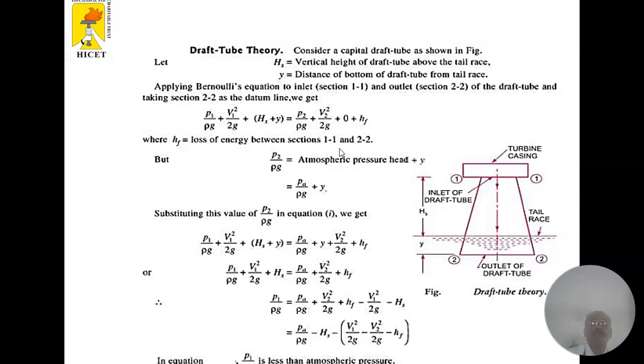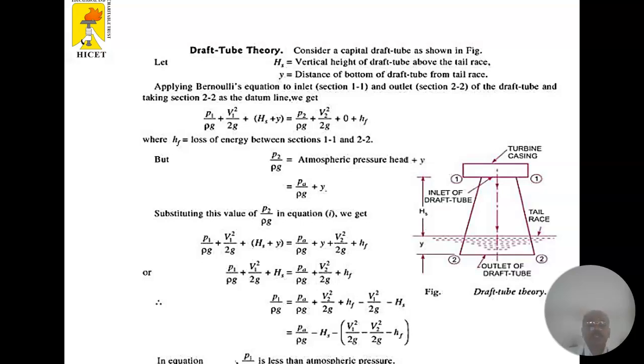Loss of energy between section 1-1 and 2-2 is denoted by Hf. So here P2 is the exit pressure. It is atmospheric pressure head plus Hs. So Pa by ρg plus Hs. So substituting these values in the equation 1. So this is the equation 1. What is the value of P2 by ρg? Substitute these values, and again we have to reduce this equation. So we can calculate the inlet pressure head in the section 1-1.